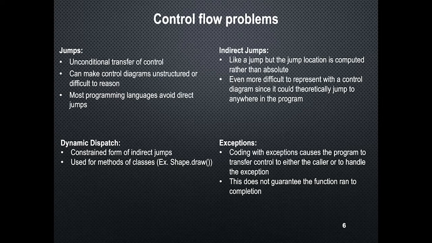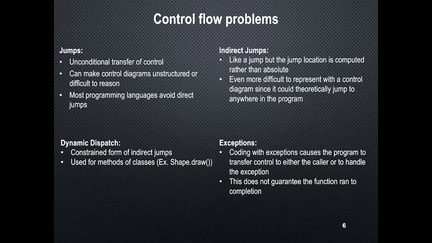Indirect jumps, like a jump, but the jump location is computed rather than absolute. Even more difficult to represent with a control diagram, since it could theoretically jump to anywhere in the program. The best example of this is like a pointer in C++ mainly. So basically, you would just hold an address of another instruction. So this is really hard to debug, since essentially you could put anything in that pointer, and you wouldn't really know how to write it out in a control flow diagram.